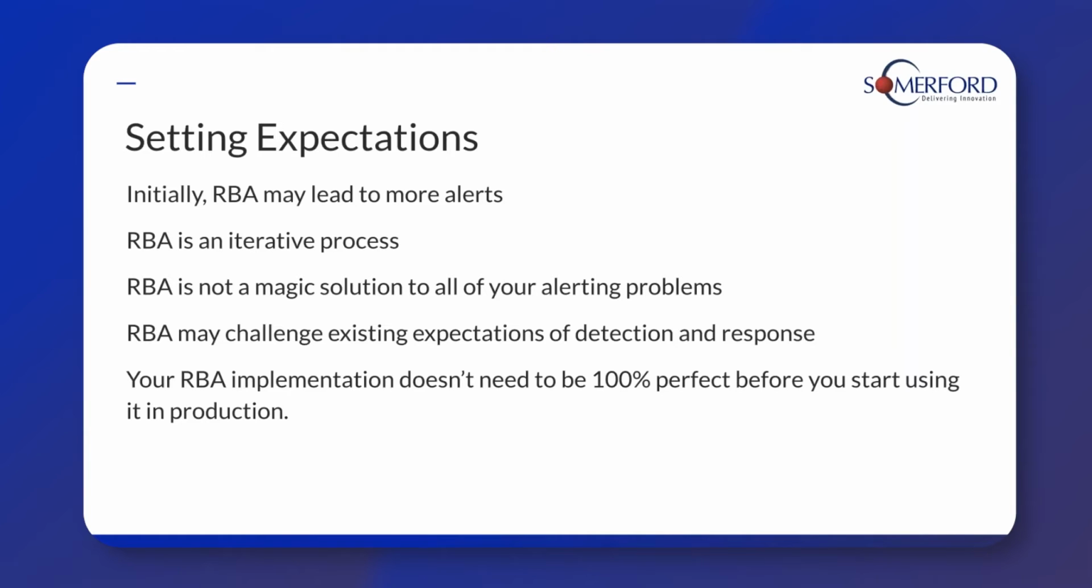And then one of the key things that is really important to understand: it doesn't need to be 100% perfect before you start using it, right? You don't have to tweak every risk score to the nth degree. It's just getting that extra layer of correlation involved to really reduce the alerts down. So it doesn't have to be perfect. You can tune it. It's iterative. You go through it over and over again.